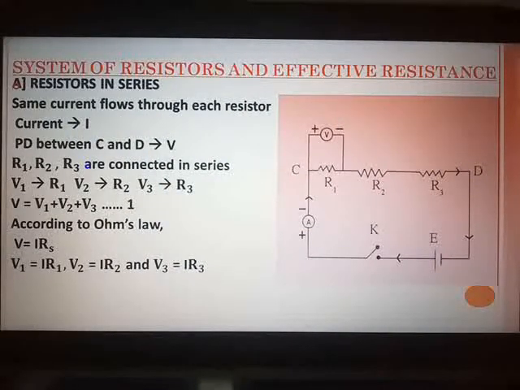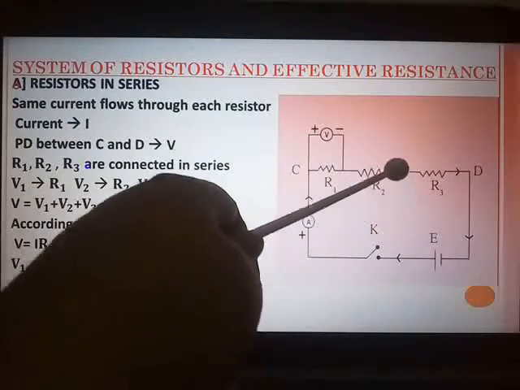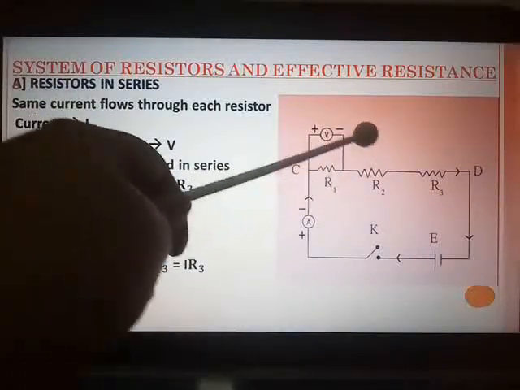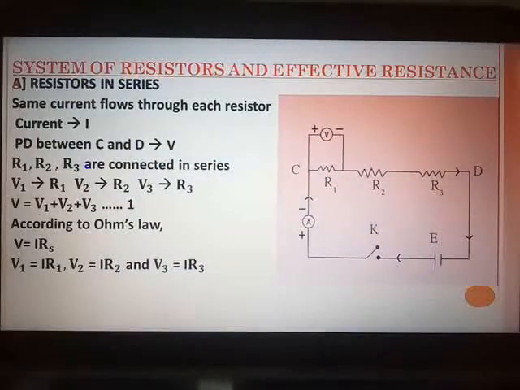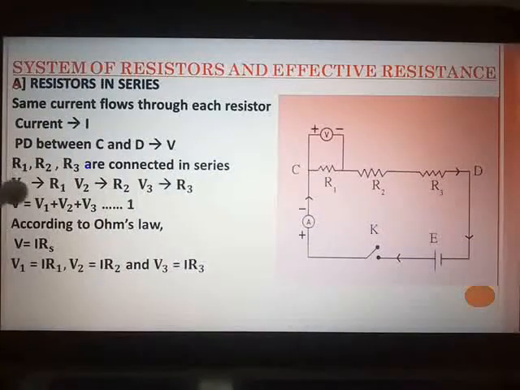Now you can see that the three resistors R1, R2 and R3 are connected in series. So V1, V2 and V3 will be the potential differences for R1, R2 and R3 respectively, and the total potential difference V will be the sum of the potential differences across each resistor. So total potential difference V will be equal to V1 plus V2 plus V3.